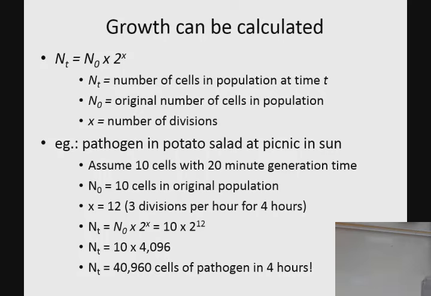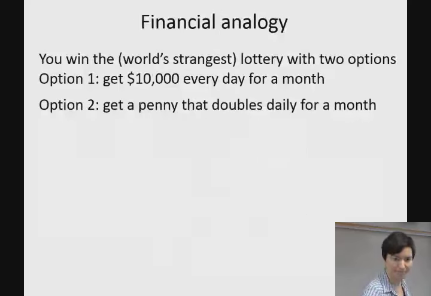10, okay? What is our X, the number of divisions? How do we figure that out? Well, we have to know the generation time, 20 minutes, and we have to know how long we're going to let it sit, which is 4 hours. So if the generation time is 20 minutes and we're going to let it sit for 4 hours, how many divisions is that? It's 12, right? So you just plug all of this in, and your final number of cells is 10 cells to start with, doubled 12 times, which gives you 40,000, actually roughly 41,000 cells.